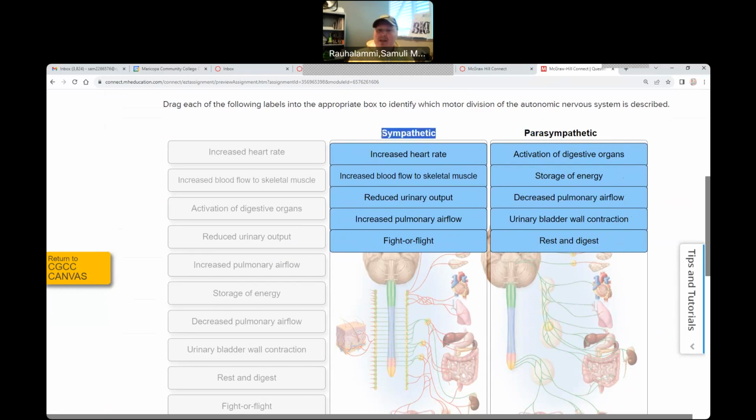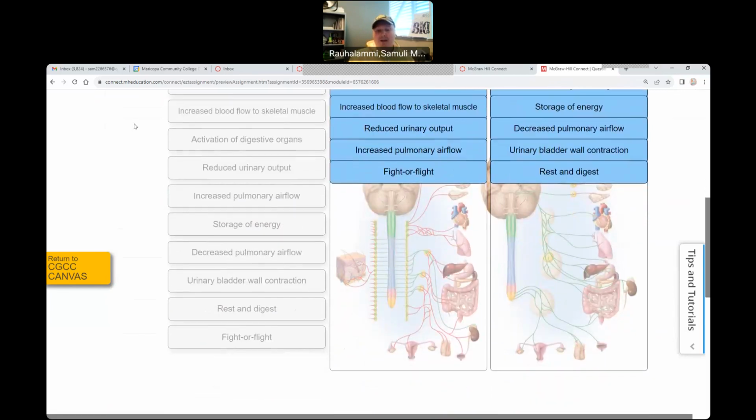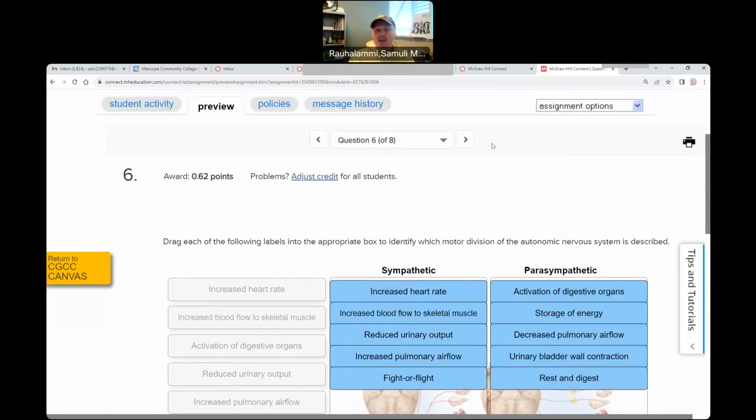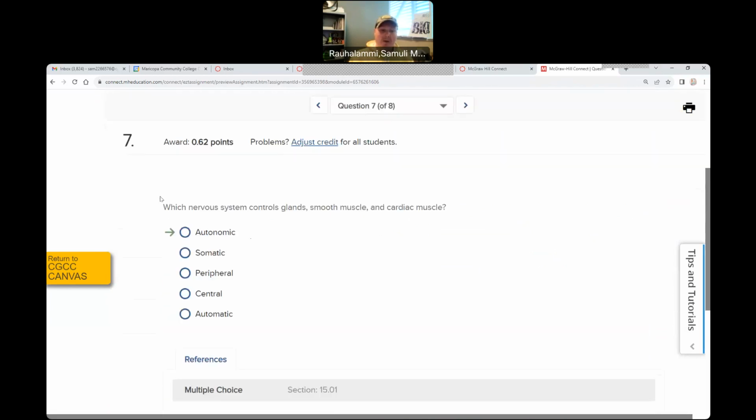The sympathetic nervous system instead were those fight or flight responses. Some of the changes that we will see include increased heart rate and increased blood flow to the skeletal muscles. Your urinary system will go down, so reduced urinary output, but we will see increased pulmonary airflow, so you're breathing faster and deeper, preparing for that fight or flight response. Again, your textbook will guide you if you have any questions about those.